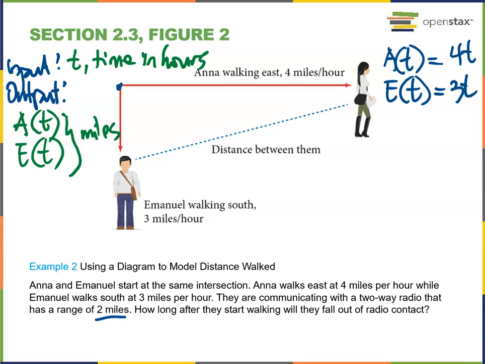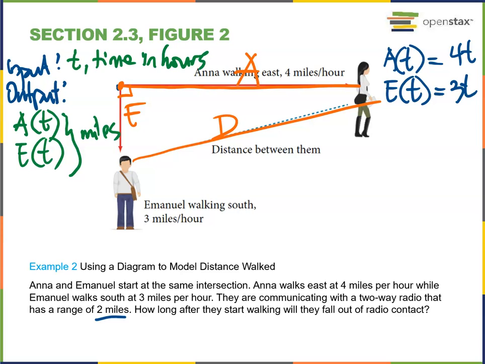Now, next is to represent Anna's position from here to here. So let's use this as variable a, defined as the measurement from the starting point in the eastward direction. And let's use this as e for Emmanuel, and this one is the distance d. And what do you notice about this? E, a, and d, that is like a right triangle, and it shows that we can use the Pythagorean theorem.